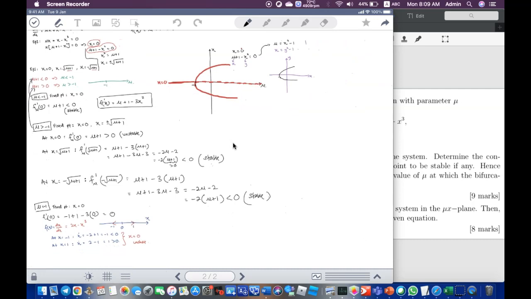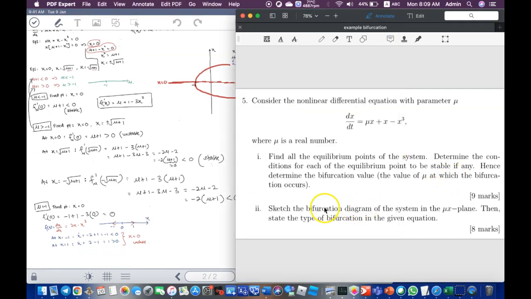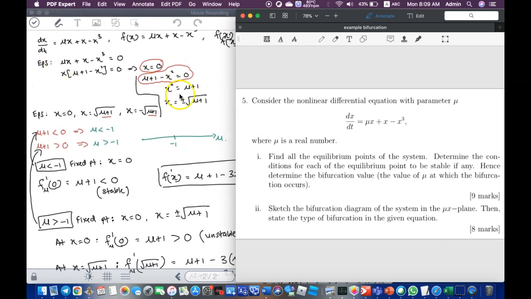Okay, so we are done with that, but look at here: sketch the bifurcation diagram. Before you proceed to the next question, you have to read whether you have already obtained all the requirements. First, find all the equilibrium points. You did that, right? You got this one, and this one. Determine the condition for each equilibrium to be stable, if any. You did that. Hence, determine the bifurcation value. You haven't done that yet.